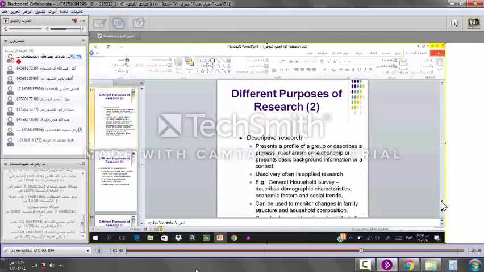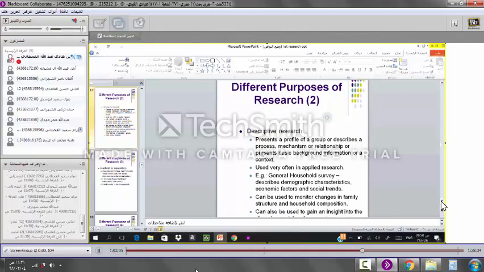Different purposes of research: again, we have descriptive research, and explanatory. Descriptive, as they give you the definition here, presents a group of or describes a process, mechanism, or relationship, or presents basic background information or a context.